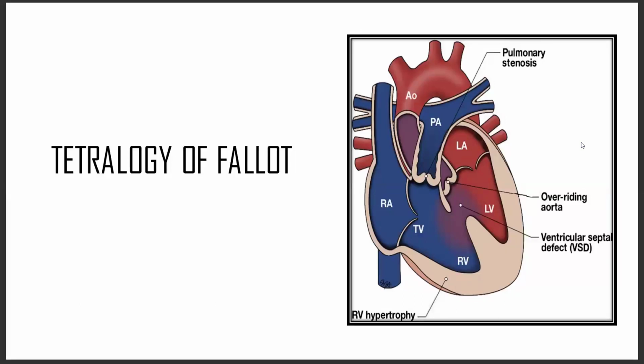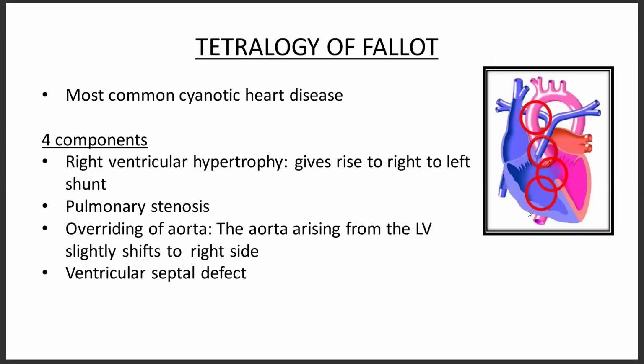Tetralogy of Fallot is the most common cyanotic heart disease in children. About 75% of cyanotic heart disease is the tetralogy of Fallot, and it contains 4 components, as the name indicates. The first component is right ventricular hypertrophy, which gives rise to right to left shunt.